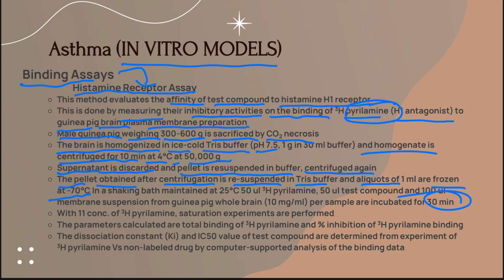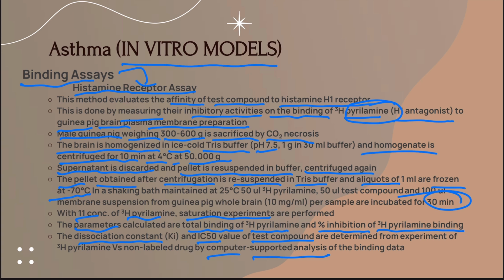So we will have different concentrations, a total of 11 concentrations of this pyrilamine, and we will perform the saturation experiments. With this, we will be able to calculate the parameters, which include the total binding of the pyrilamine and percentage inhibition of the pyrilamine binding, and also the dissociation constant and IC50 for that particular test compound. And then the values will be averaged with the help of a computer, and we will do the computer based analysis. So this is a very complicated process.